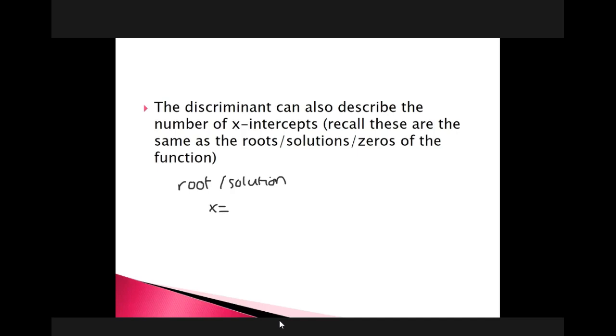Whereas an x-intercept or a zero is always listed as a coordinate point. So the x-intercepts are always listed as something, 0. And a root or solution is listed as x equals. Whatever the root or solution is would also be the first value of the intercept. So if your root was at x equals 2, your x-intercept would be 2, 0. So that's the difference between the notations.